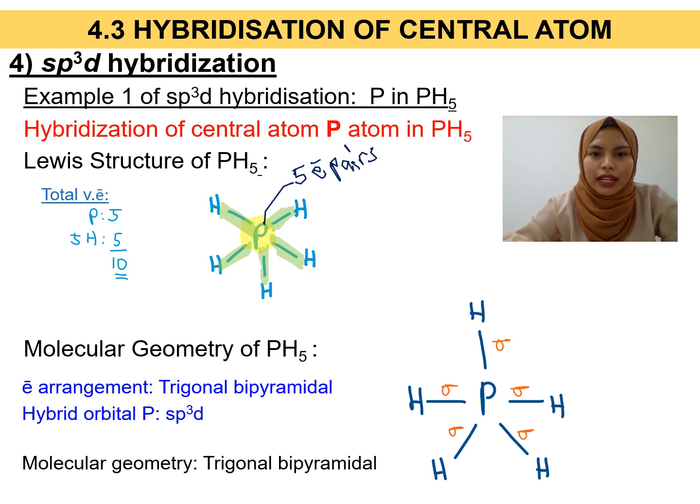If the central atom has 5 electron pairs, the electrons will be arranged in a trigonal bipyramidal. If the electron arrangement of the central atom is trigonal bipyramidal, that means the central atom has the sp3d type of hybridization. Since the molecule has no lone pairs at all, the molecular geometry for PH5 is trigonal bipyramidal. This is how you draw the actual trigonal bipyramidal for PH5. Since P has 5 single bonds, that means it has 5 sigma bonds.